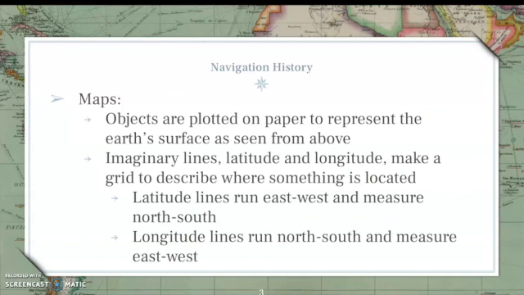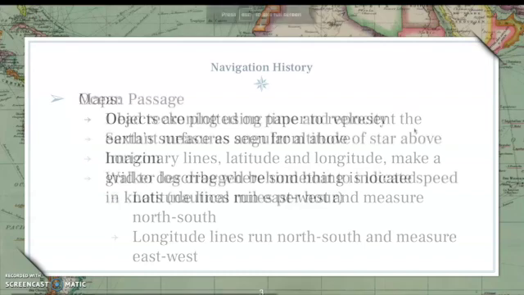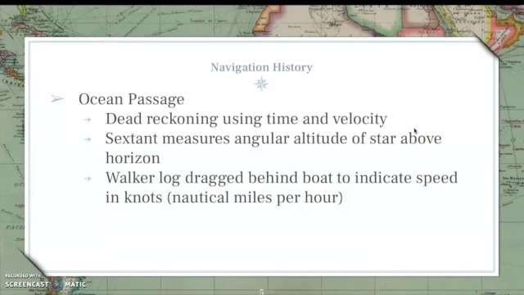First, let's take a look at maps. Now, we all have an idea of what maps are. This is where objects are plotted on paper to represent the Earth's surface as seen from above. We use imaginary lines, known as latitude and longitude, to make a grid to describe where something is located. Latitude lines run east and west and measure north and south, and longitude lines run north and south and measure east and west. The next part of navigation history that we are going to look at is ocean passage.